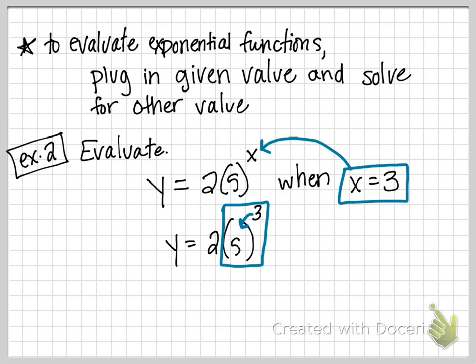What's 5 to the 3rd? 125. Okay, so then we do 2 times 125. 250. So y equals 250. Now, if you had gotten 1,000, you would be wrong. It's not 1,000, it's 250 because you must take that base to the power and then multiply by the coefficient in front of it. Okay?